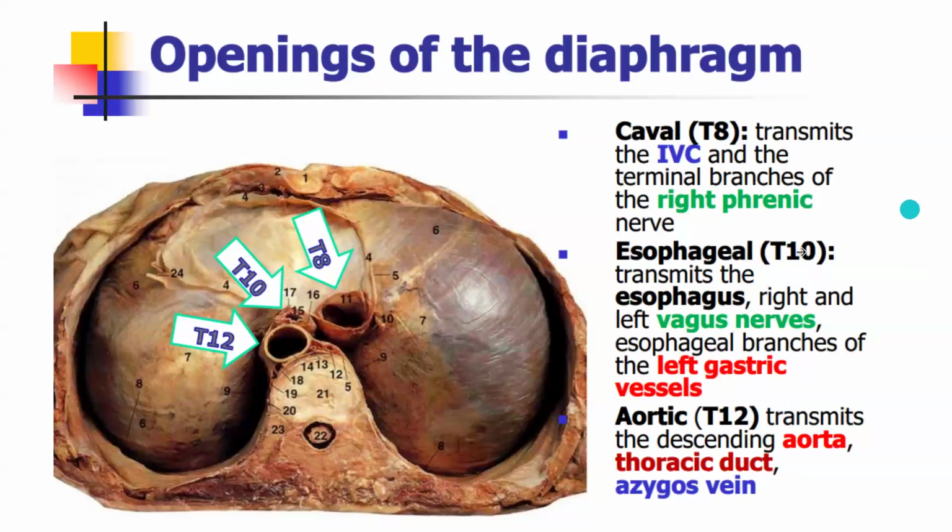So I guess the slide is pretty high yield. You guys should remember them, even for the OSPE, if I'm being honest. In the T10 hiatus, you've got the esophagus, vagus nerves, both right and left, and the left gastric vessels that run through them. So they're most likely to get damaged.